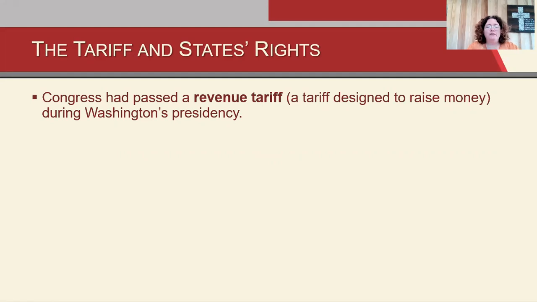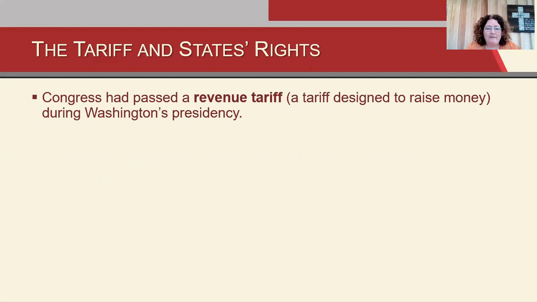So if you remember, there's two different kinds of tariff. There's revenue tariffs and there are protective tariffs. Revenue tariffs are designed to raise money, whereas a protective tariff is designed to protect the home industry. It's often a higher tariff that is designed to pretty much keep foreign competition from being able to come into the country in order to allow the home industry to make more money and get stronger.